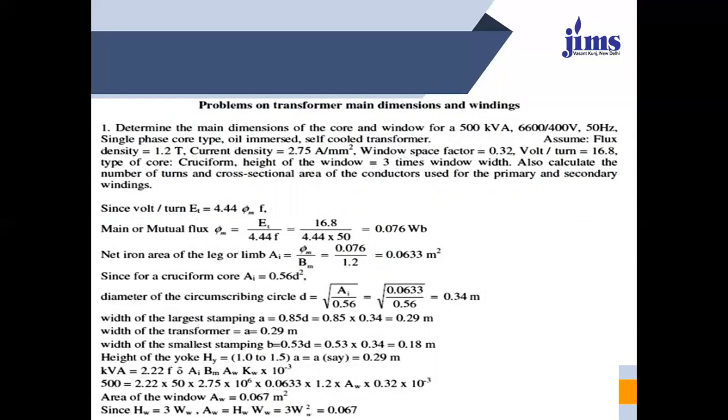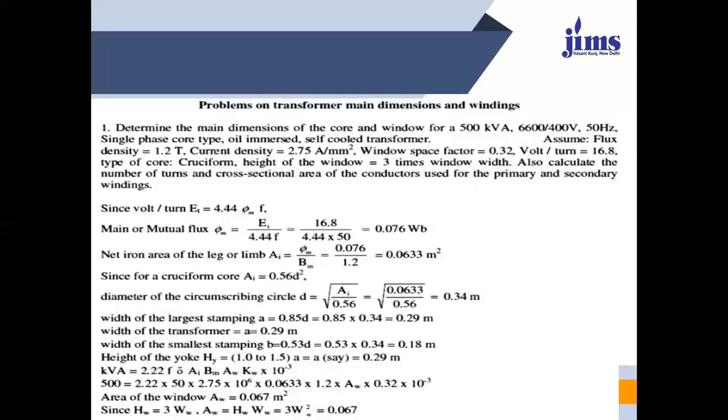So we are discussing some problems associated with the transformer: mean dimensions and the winding. Determine the mean dimensions of the core and window for a 500 kVA, 6600/400 volt, 50 Hz single phase core type oil immersed self-cooled transformer. Assume flux density 1.2 Tesla, current density 2.75 ampere per millimeter square, window space factor 0.3, volt per turn is 16.8, type of core is cruciform, height of the window is 3 times the window width. Also calculate the number of turns and cross-sectional area of the conductors used for the primary and secondary winding.